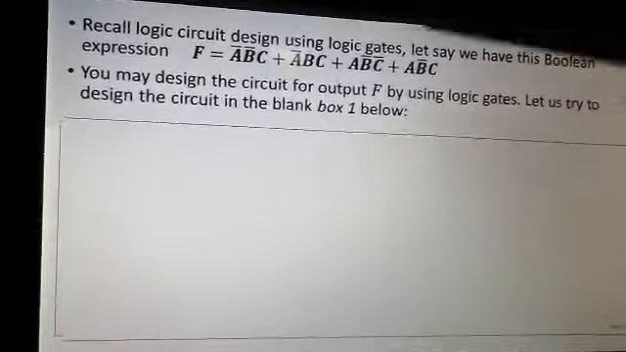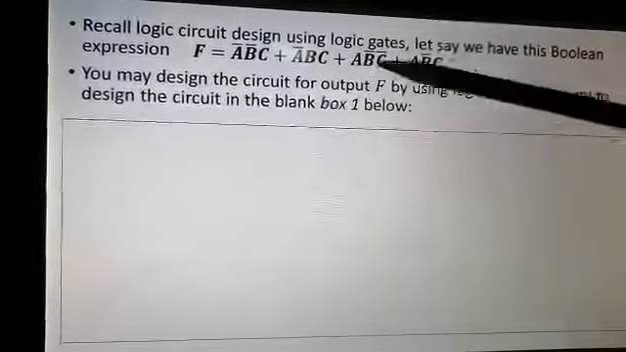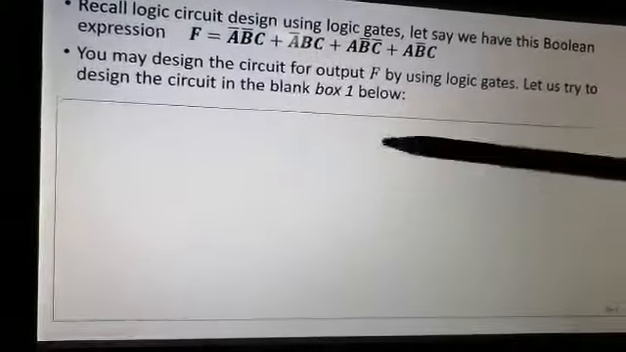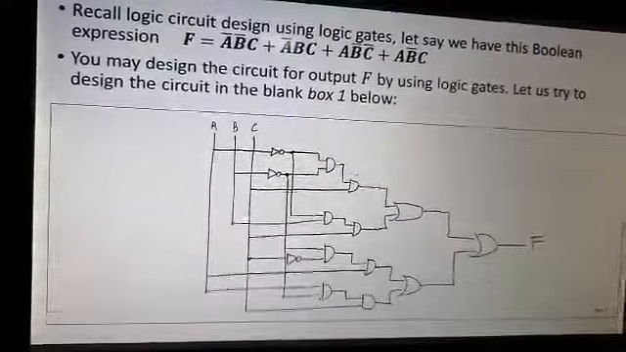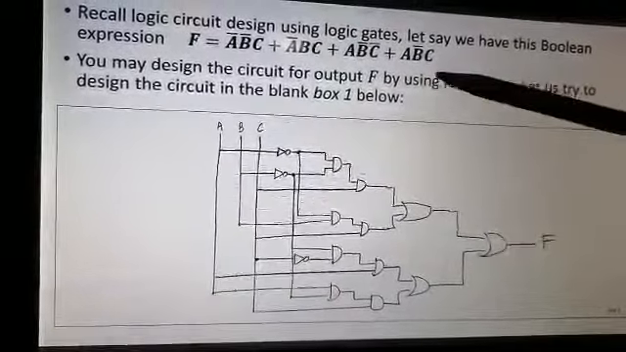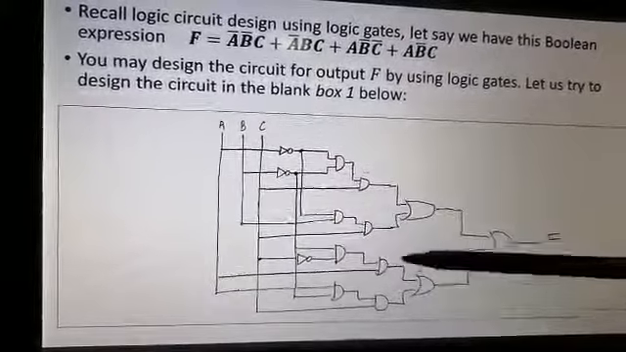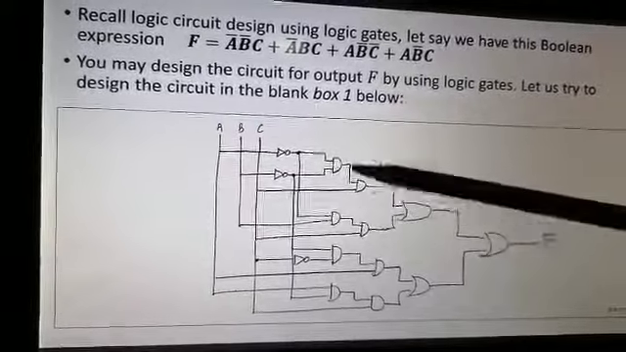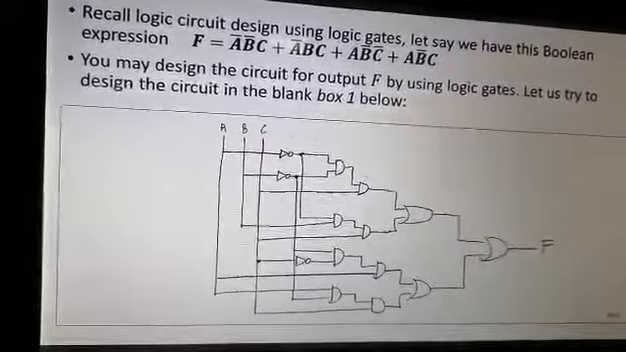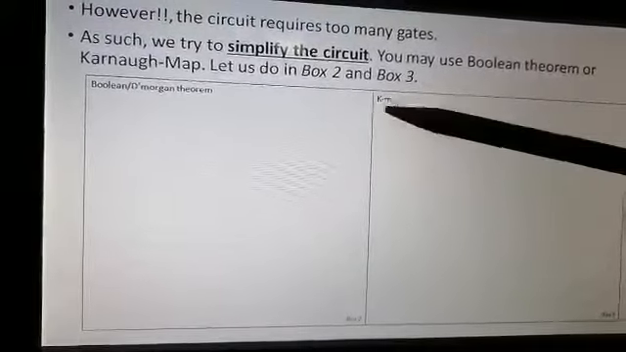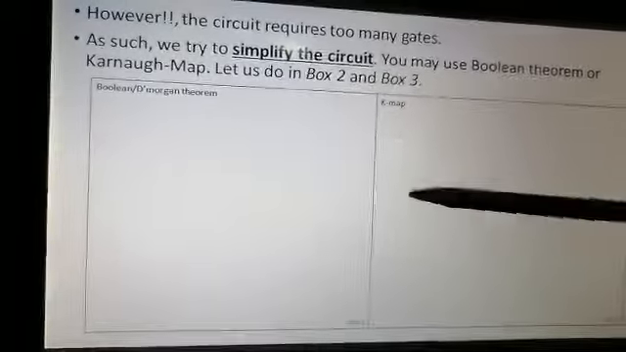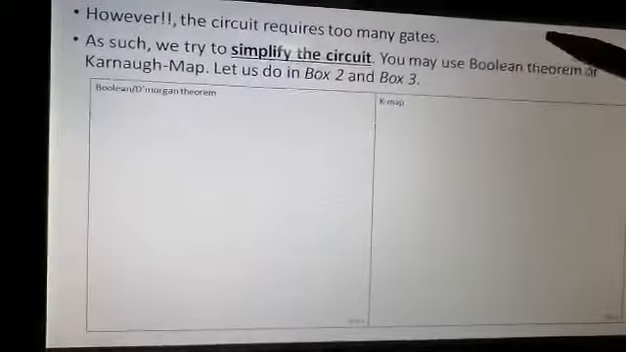Here is an example. We have a Boolean expression, and from this Boolean expression we can draw the circuit using the standard logic gates. This is the logic circuit for this Boolean expression. You can see there are too many logic gates. For the next step, maybe you can use K-maps or De Morgan's rules to simplify our Boolean expression. This one uses De Morgan's rules and this one is the K-map. Supposedly both answers will be the same.